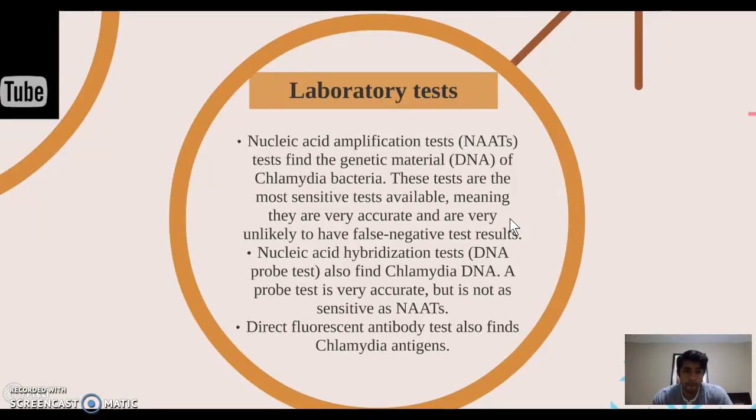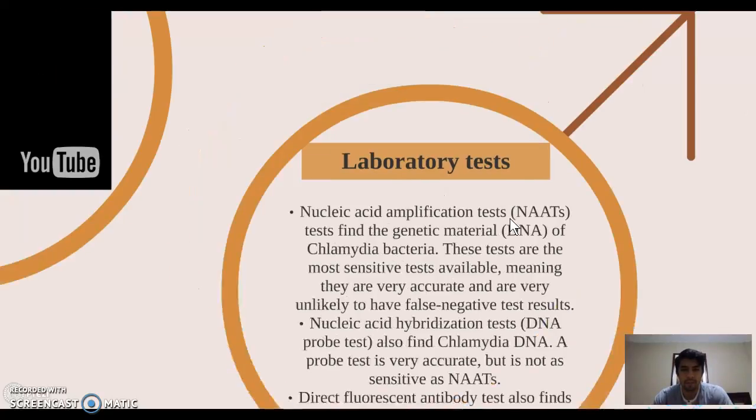Laboratory tests. Nucleic acid amplification tests find the genetic material of chlamydia bacteria. These tests are the most sensitive tests available, meaning they are very accurate and very unlikely to have false negative test results. Nucleic acid hybridization tests also find chlamydia DNA. A probe test is very accurate, but is not as sensitive as NAATs. Direct fluorescent antibody tests also find chlamydia antigens.